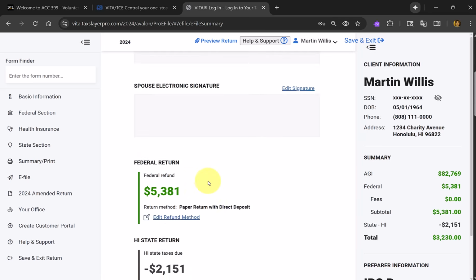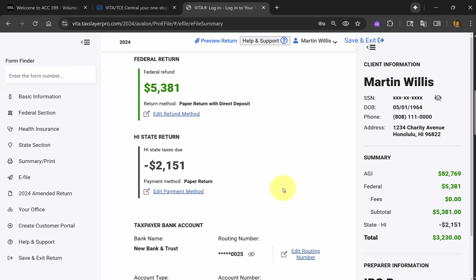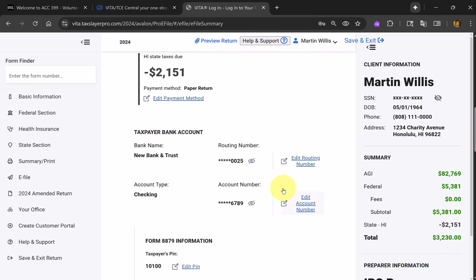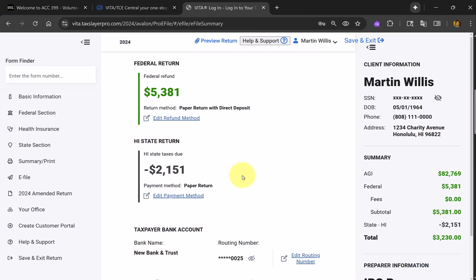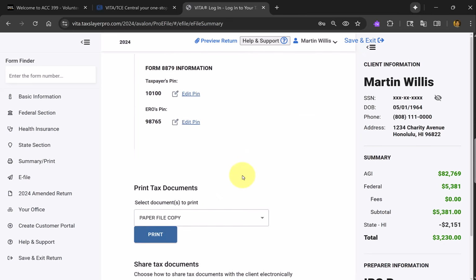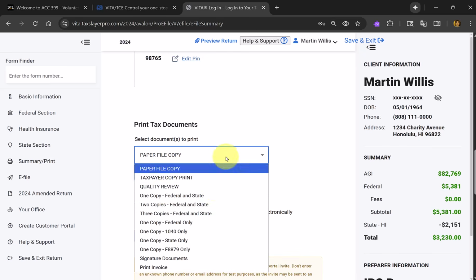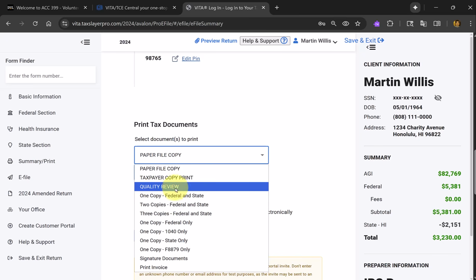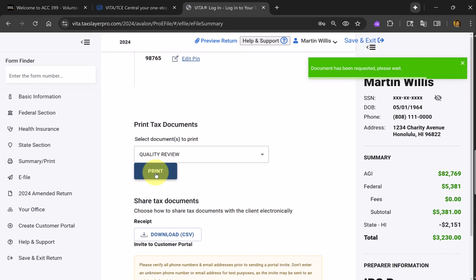Okay, we don't have the taxpayers sign here. They're going to be signing a printed form, a Form 8879, to give us permission to electronically file. In our case, we're not electronically filing, we're paper filing here. So to generate that paper file copy, probably we should do this one here, quality review. So whoever's reviewing the return after you can use this and the input screens, yeah?